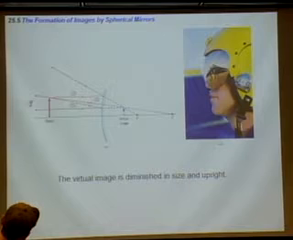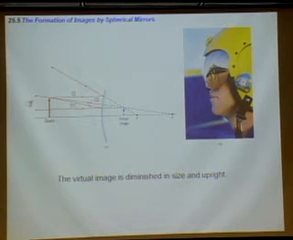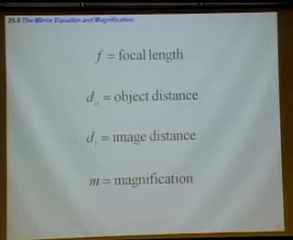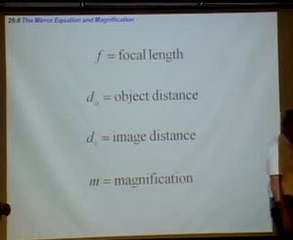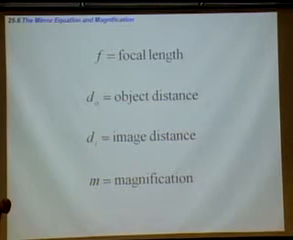The virtual image is diminished in size and upright. So every time with the convex mirror, there you go. All right, let's talk about the lens equation, and then I'm going to stop the laser light show, and we're just going to work some examples.